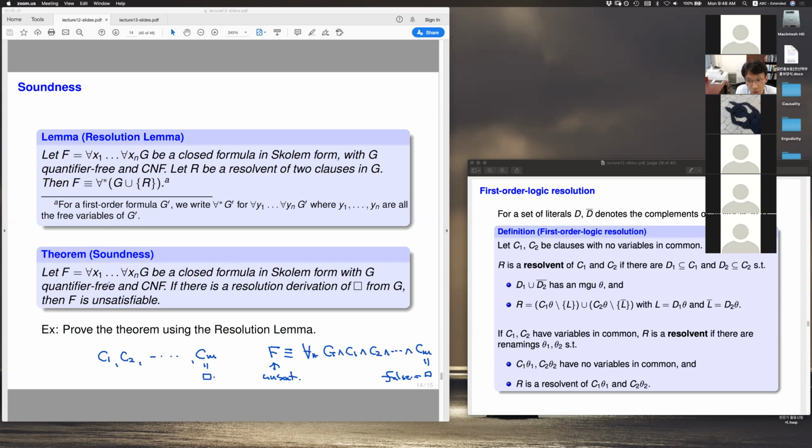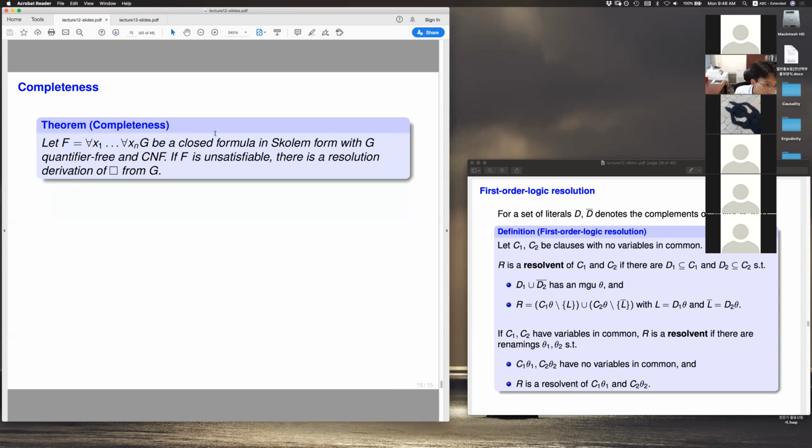Okay, so the whole reasoning is exactly the same as before. This shows that what we are doing is okay. If we derive contradictions, then that really means a contradiction. But now the other question is, can we derive all the contradictions by using this rule? It turns out that is the case, and that's what the next theorem, the completeness theorem, is telling us. If F is a closed formula in Skolem form and G is quantifier free and CNF, and there is a resolution derivation of a box from G, then F should be unsatisfiable. This means our proof system doesn't lie to us.